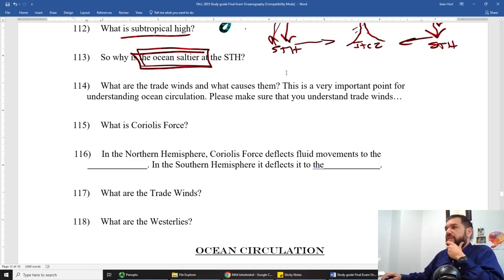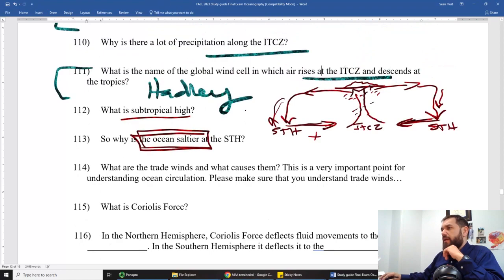All right, what are the trade winds? What causes them? So as that air returns to the STH, once it comes down at the STH, it returns back to the equator, and that's what forms the trade wind. So it travels over the surface of the Earth, and it's traveling over its surface and creating those trade winds.